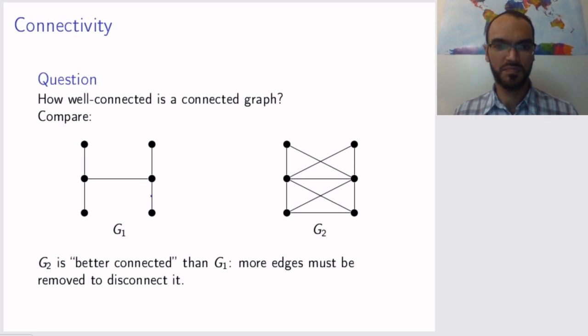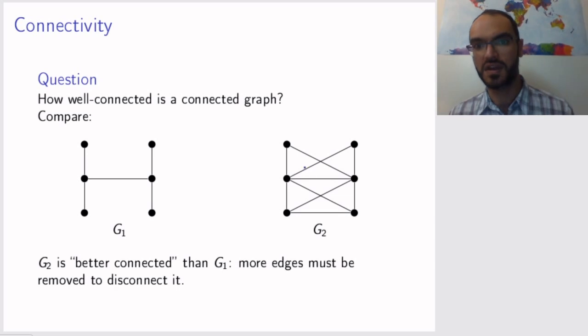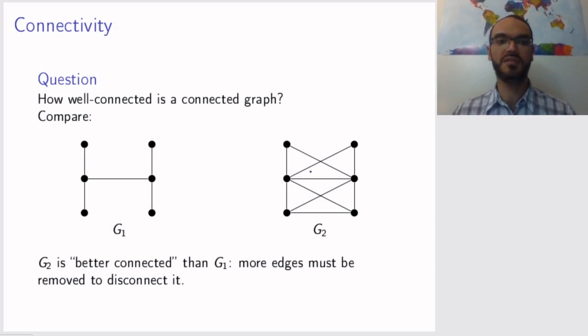So if you build a city where you put the roads as in G1, then if you have a big stone falling on any road, there is no way around it. Traffic will stop. You will isolate half the city or part of the city. In G2, you have alternative routes. So the graph G2 is a bit more robust. You need to take away more edges to get it to be disconnected. So this is the notion that we will now make precise.